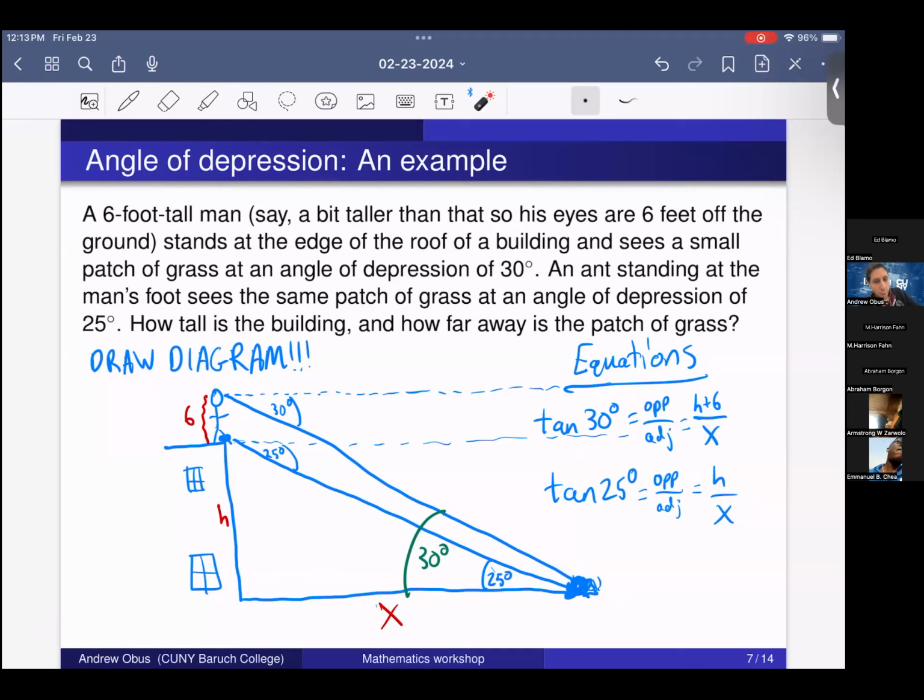I'll go and solve the equation, but before I do that, are there any questions about how we got these two equations? Because this is most of the work. Once you have the two equations, you can just go with it and do some algebra. So I want to pause for questions before I solve the equations.